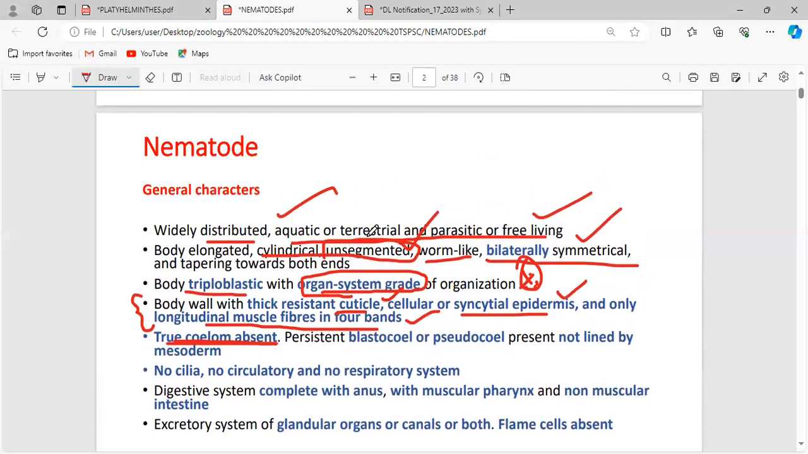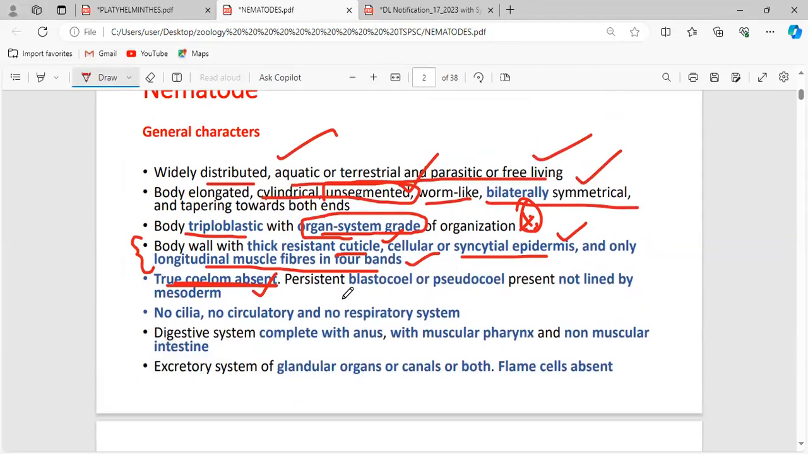But in case of platyhelminthes, what is the phylum? These are all the comparisons. The question can be asked in the way of comparison, like I have explained. See, what is the comparison between the phylum Porifera and the Coelenterata? Last time, you got a question by comparing the phylum Porifera and the phylum Coelenterata. In the same way, by comparing the platyhelminthes and nemathelminthes, you can get a question. So these are all the differences you should remember.